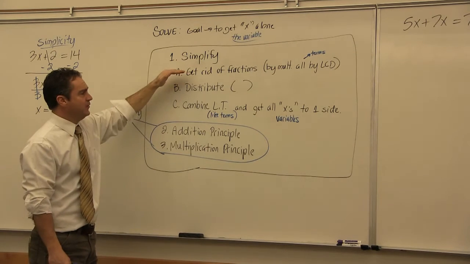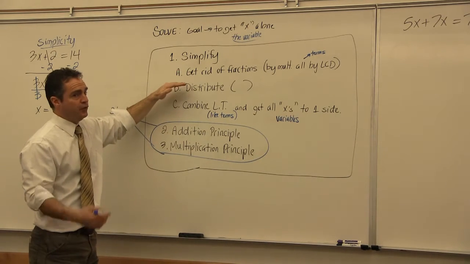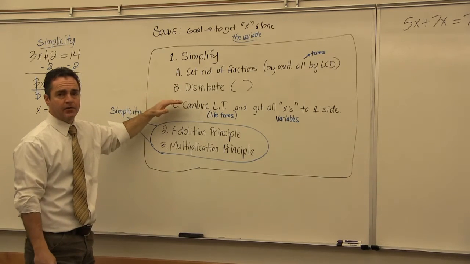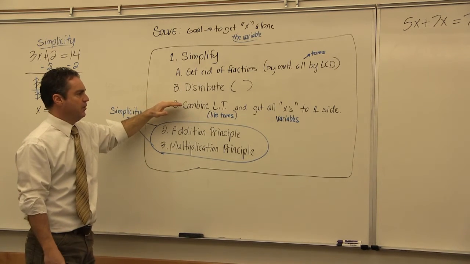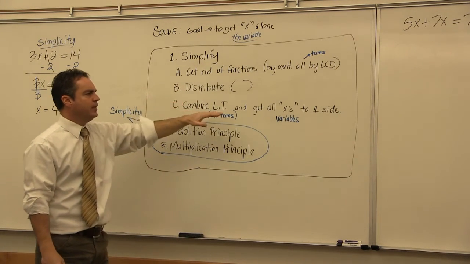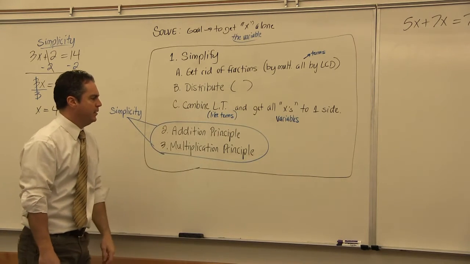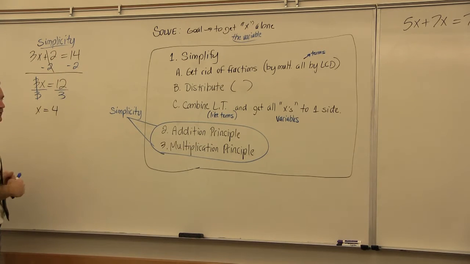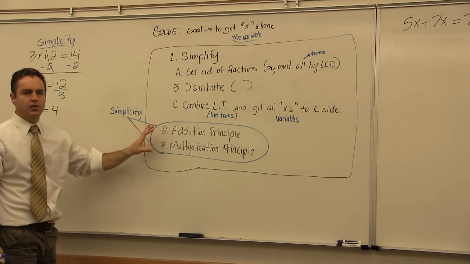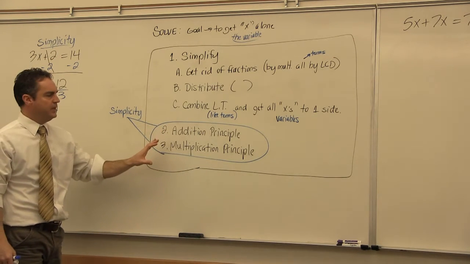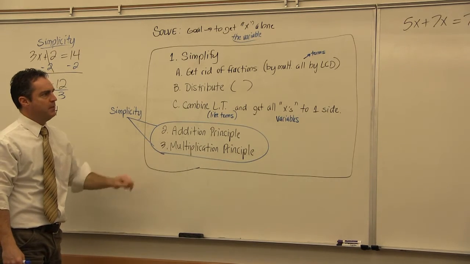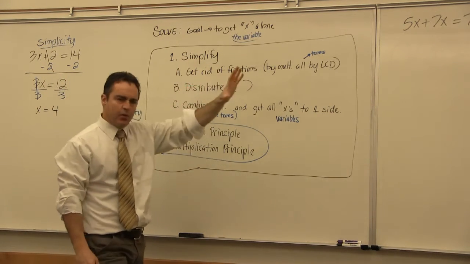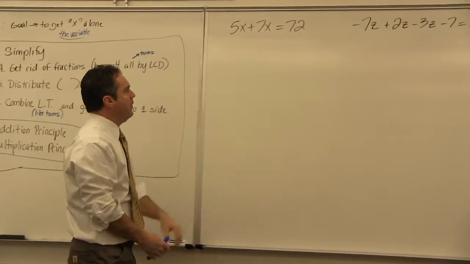Get rid of all the fractions. We're going to distribute parentheses, a tool that you already know how to utilize. We're going to combine like terms, another tool that you know how to utilize. And we're also going to get all of our variables to one side, and then we will have achieved simplicity, and our problem should look like this did. And we can apply the addition and multiplication principles as we've done in our previous assignment. So right now, all this doesn't make complete sense. So let's take one problem at a time, and let's do it.